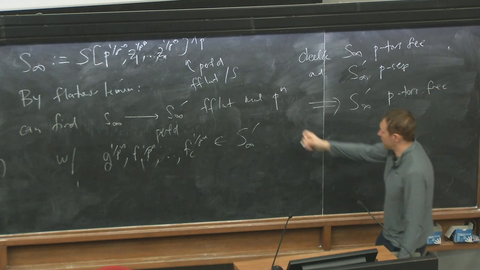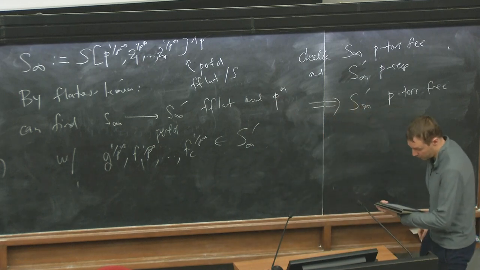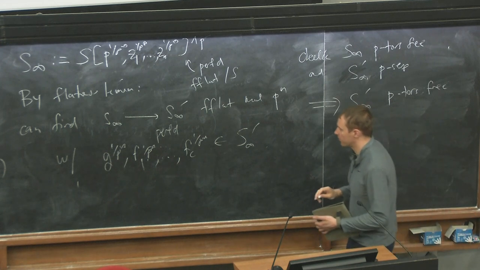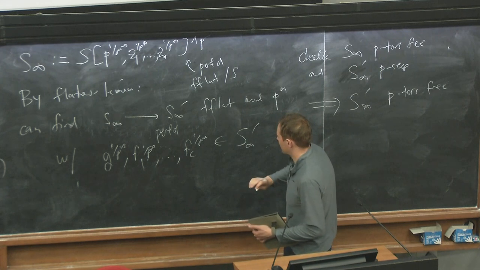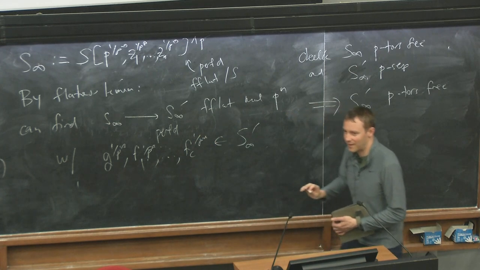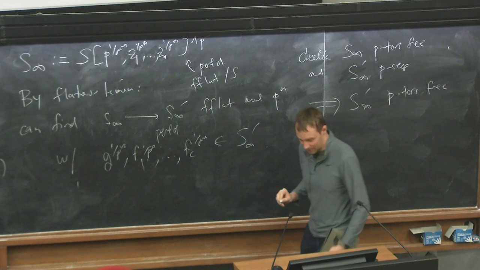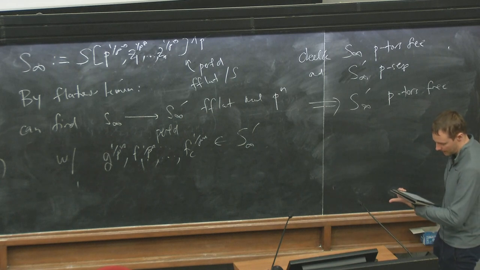This uses the flatness mod p to the n for all n, so try and do the proof for yourself. More generally, there are statements you can make about p complete flatness, which is a similar statement here.